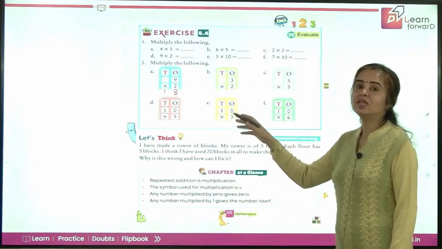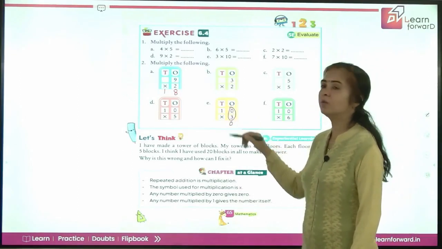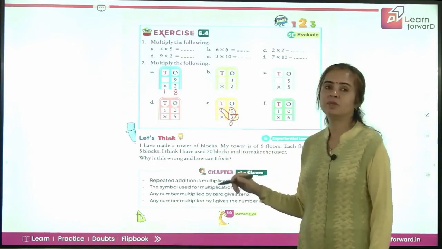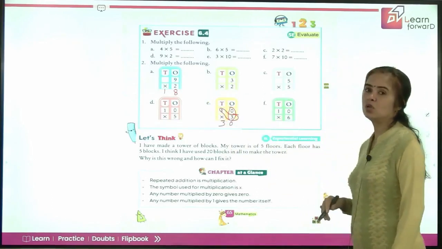Let's see this. 3 times 0 is 0. First, you will be multiplying the ones place, and then you will be multiplying the digit at the tens place. 3 times 1 is 3. So you'll be doing the rest of the parts yourself.